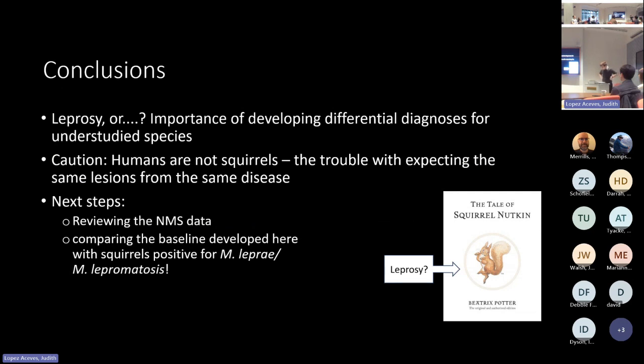Conclusion. I hope this presentation highlights the need, I was waiting for people to catch on to that one, for developing differential diagnoses when analyzing understudied species. We need to keep in mind that humans are not squirrels. And as a result, the lesions pathognomonic of M. leprae infection in humans may not occur the same way, or at all, in squirrels with the same infection.